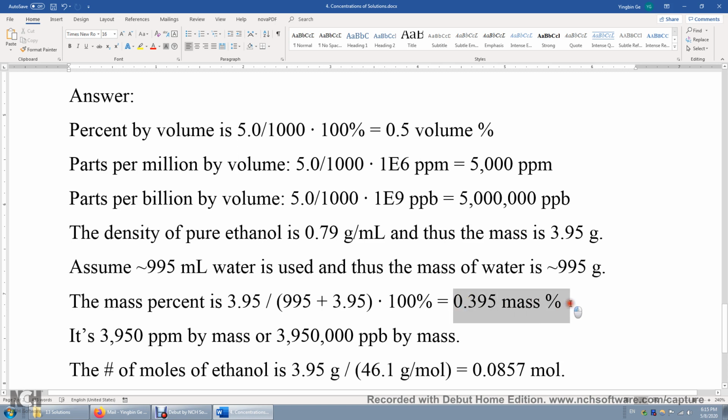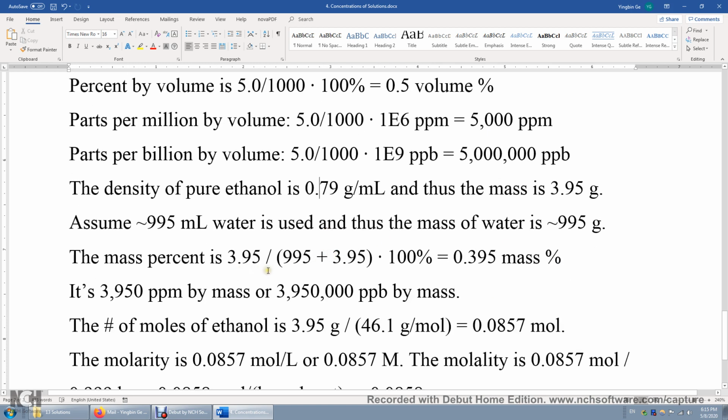So look at this. This is mass percent, and this is volume percent. So these two numbers differ. You can convert this to ppm, ppb. That's easy. Mole fraction. You need to compute the number of moles of ethanol and water. The number of moles of ethanol is the mass divided by its molar mass. Ethanol is carbon 2, hydrogen 6, O. So carbon 2 you get 24, plus 6 from hydrogen, plus 16 from oxygen. The result is 46. And then we do this division to get the number of moles. It's 0.0857 moles of ethanol.